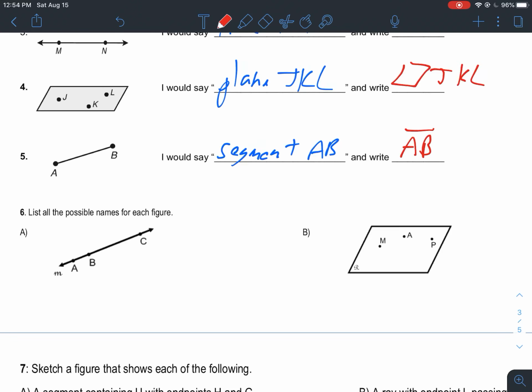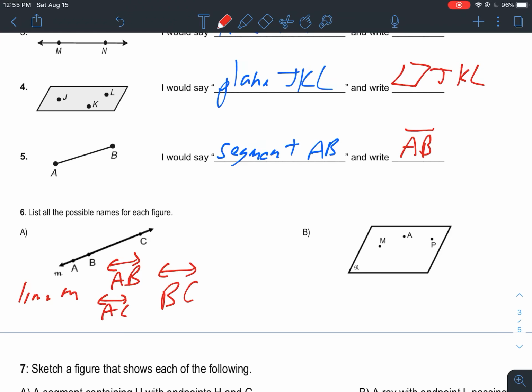Okay, hopefully you've had a chance to try it. So number 6A, one answer is line M. Hopefully you didn't forget that way of writing it. All the other answers involve 2 points. So for example, AB or BA, AC or CA, or BC or CB.